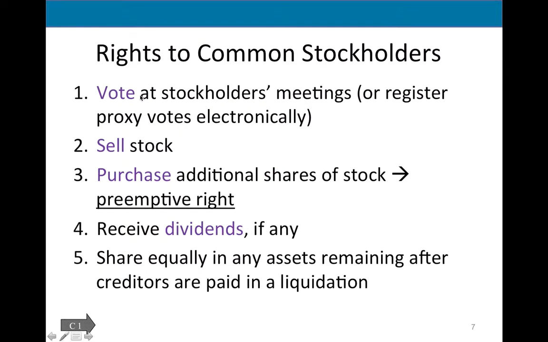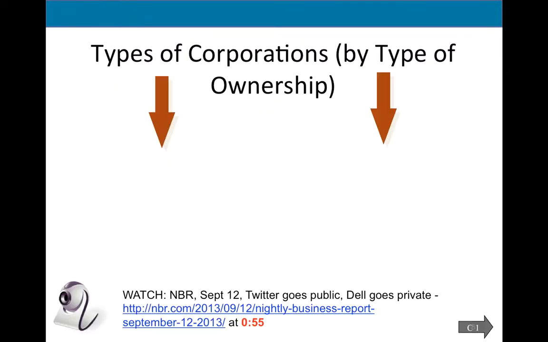And also these are 5 rights of common stockholders. They all have a right to vote and to sell stock. They have a preemptive right, which means if there are additional shares issued, they have a right to purchase them first. They have a right to receive dividends if any are paid out, and they have a right to share equally in any assets remaining after creditors are paid if the company is liquidated.